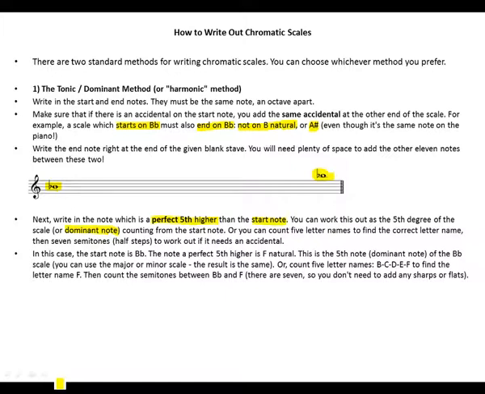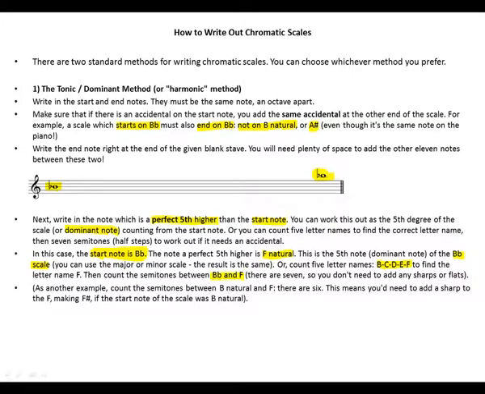In this case, the start note is B flat. The note which is a perfect fifth higher is F natural. This is the fifth note, or dominant, of the B flat scale. You can use the major or minor scale, the result is the same. Or count five letter names: B, C, D, E, F to find the letter name F. Then count semitones between B flat and F. There are seven, so you don't need to add any sharps or flats.